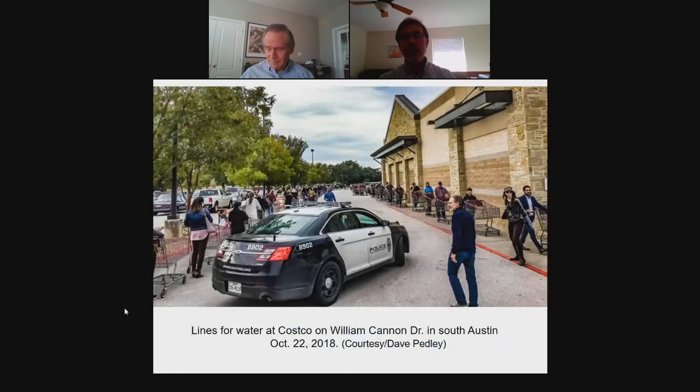And here's a line at Costco for buying bottled water. That's all people were in line for during that fall of 2018. You could see the lines stretching all the way out here, wrapping all the way around, coming back here, and the line had to be overseen by police. What kind of society might we be heading to?